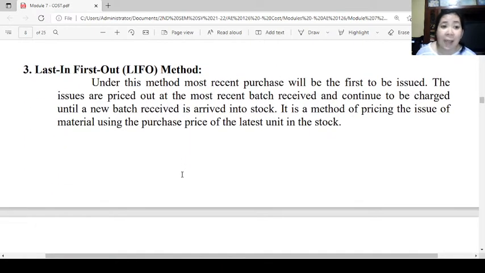Next, for the LIFO method. Okay, so this is the opposite of our FIFO method. So under this, the most recent purchase will be the first to be issued. The issues are priced out at the most recent batch received and continue to be charged until the new batch received arrives into the stock. So this is a method of pricing the issue of material using the purchase price of the latest unit, meaning what was received last should be issued first.